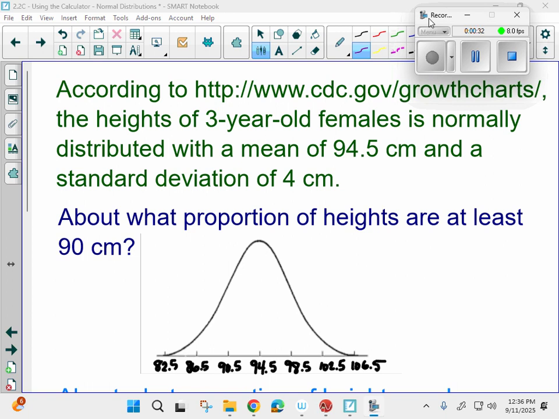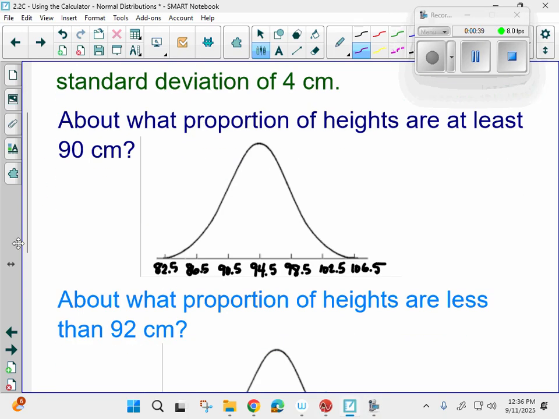But for now, they're going to give you a normal distribution, which means you draw a lovely symmetric, bell-shaped curve like this. We're going to put 94.5 in the middle, and we are going to add a standard deviation of 4 three times and subtract a standard deviation of 4 three times as well, all right?